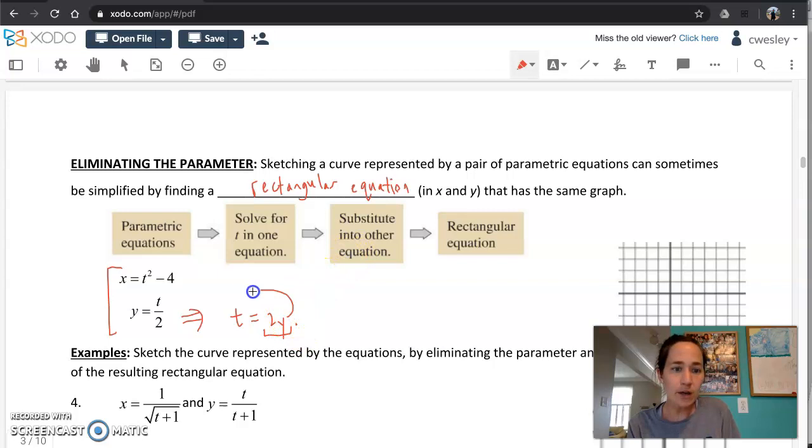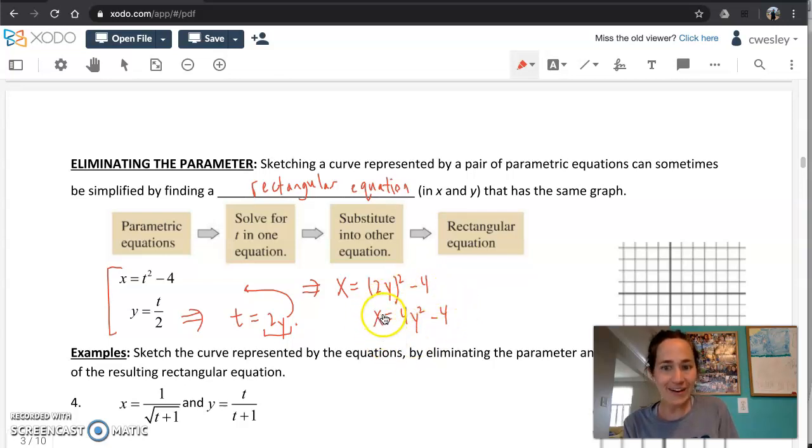Step 2, we sub into the other equation. The other equation said x equals t squared minus 4, so instead of writing t, let's write what we just got: x equals (2y) squared minus 4. See how that looks. We could simplify. Now we have a rectangular equation, believe it or not, all in terms of x and y. We can make this x equals 4y squared minus 4.